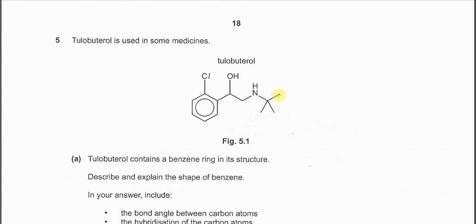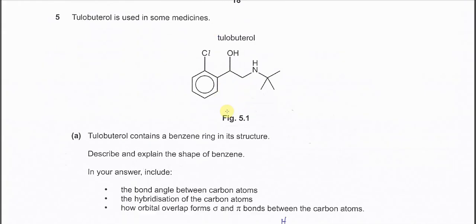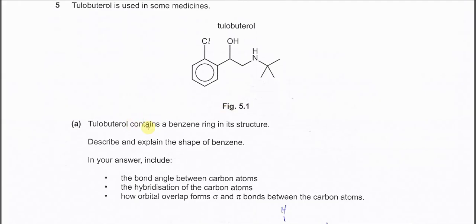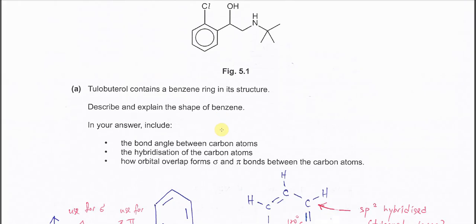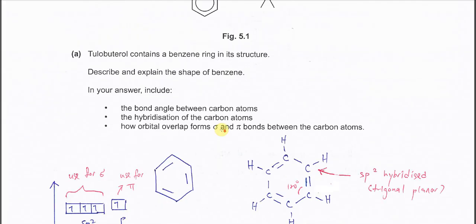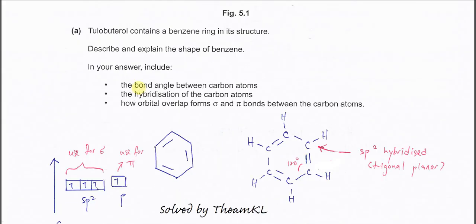Question 5. Tulbutol is used in some medicine, and figure 1 is the structure of this tulbutol. Okay, part A. Tulbutol contains a benzene ring in its structure. Describe and explain the shape of benzene. In your answer, include the bond angle between the carbon atoms, hybridization of carbon, and how the orbitals overlap to form the sigma and pi bonds.